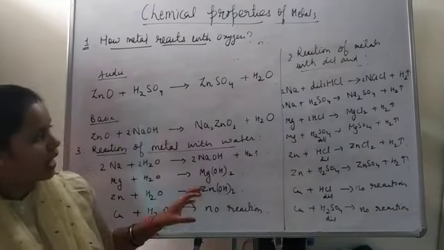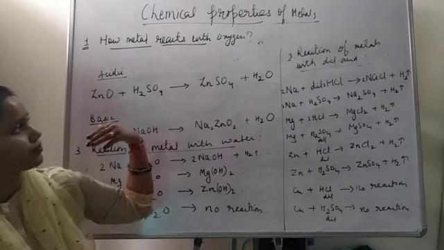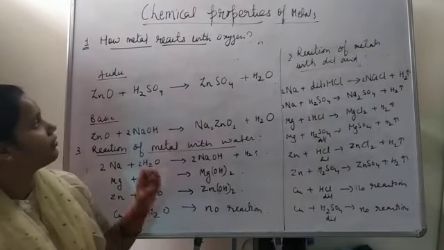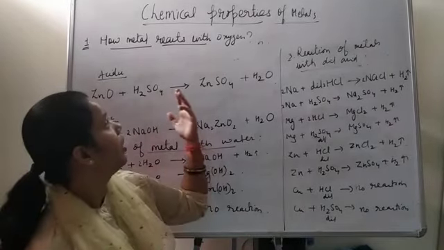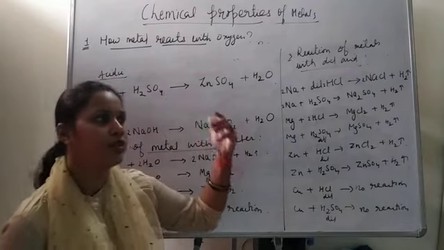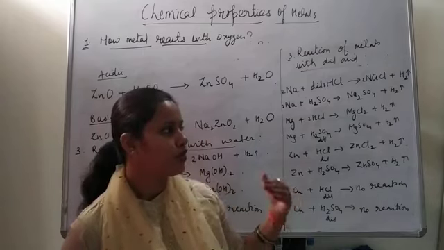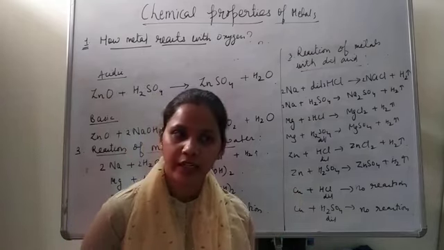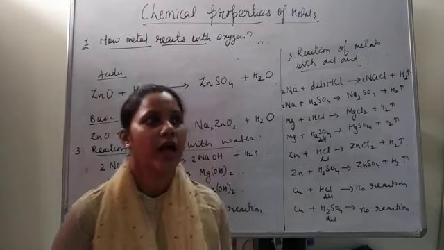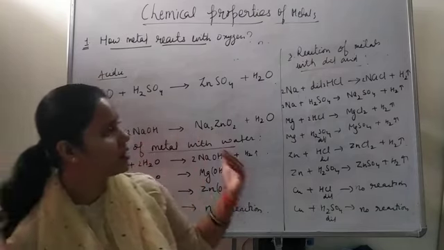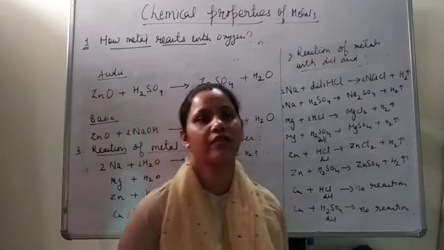Okay, so this is how the metals react with dilute acids. What we have learned today is the reaction of metals with oxygen, and how the metals react as per their reactivity order. The one which is more reactive will react more violently as compared to the less reactive metal. Then we have seen that metals form basic oxides when they react with oxygen.